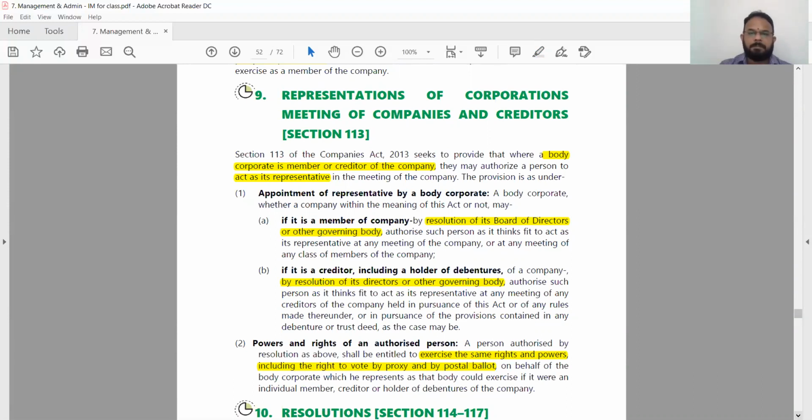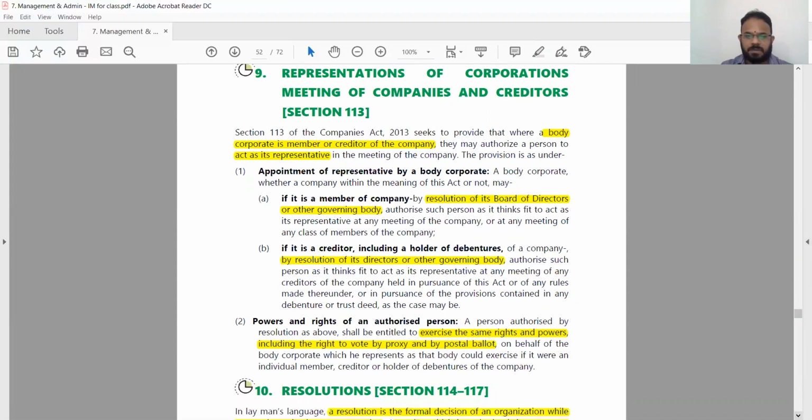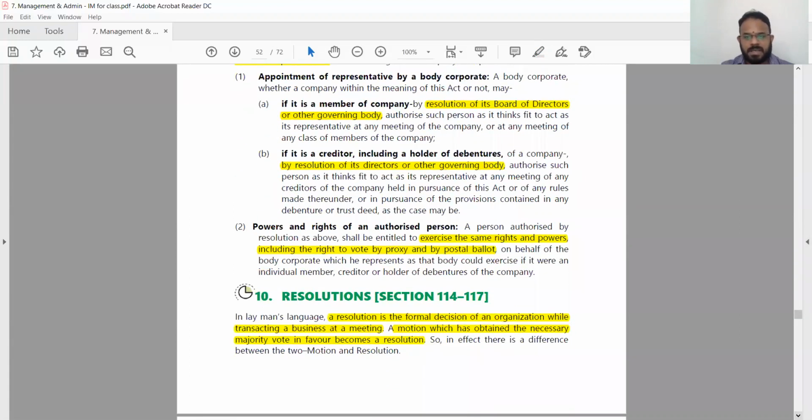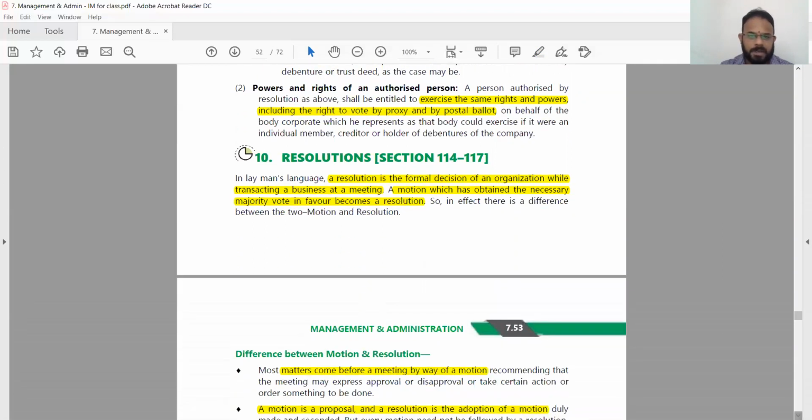So can anybody else represent the body corporate? Yes. Again, a representative will be appointed by the body corporate, so that they will act as if they are the member of the company, or if it is a creditor, they will, based on that particular resolution, have the same rights. Very simple point. Yes, they can have representatives. What are the powers and duties? Same way, they exercise the same rights and powers, including the right to vote by proxy and by way of postal ballot on behalf of that body corporate. Yes, you can do that. So again, a very simple point to complete.